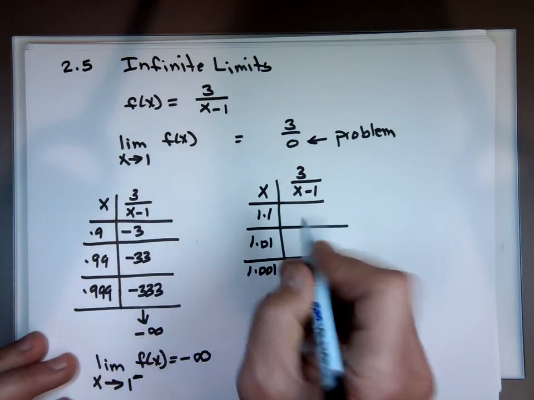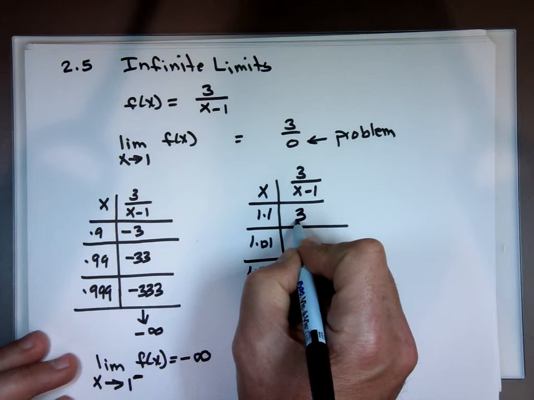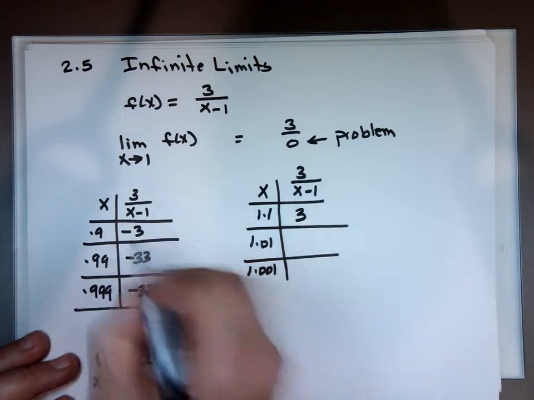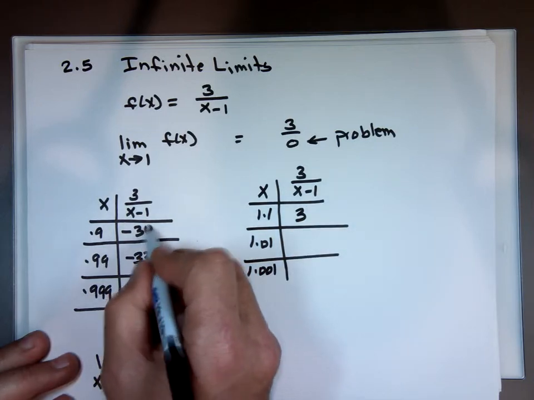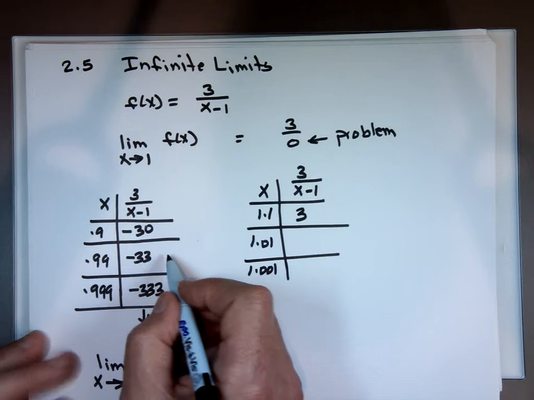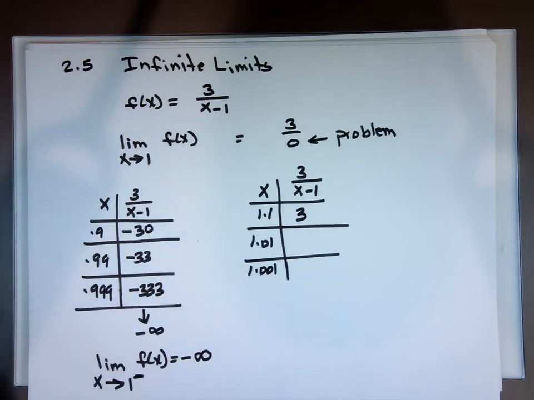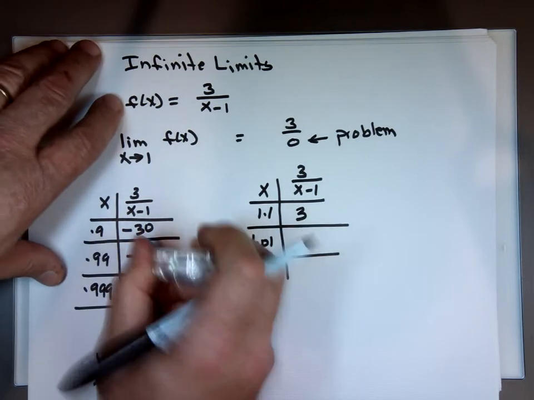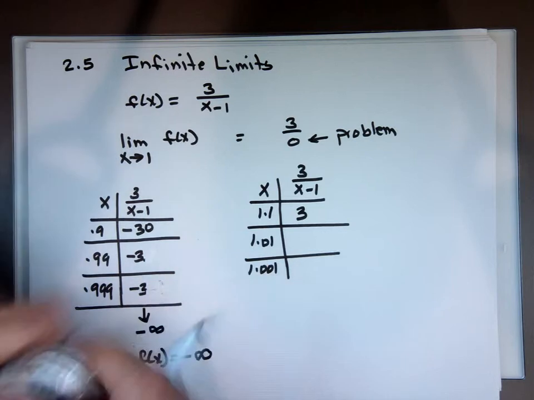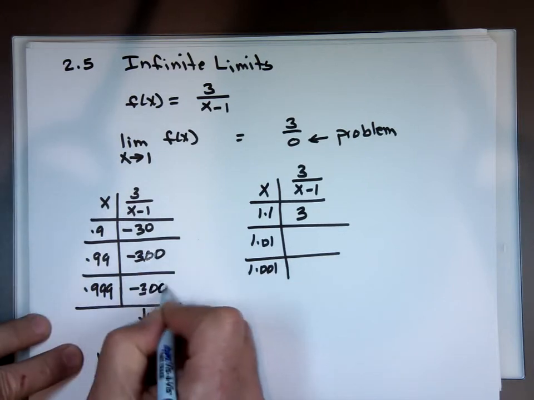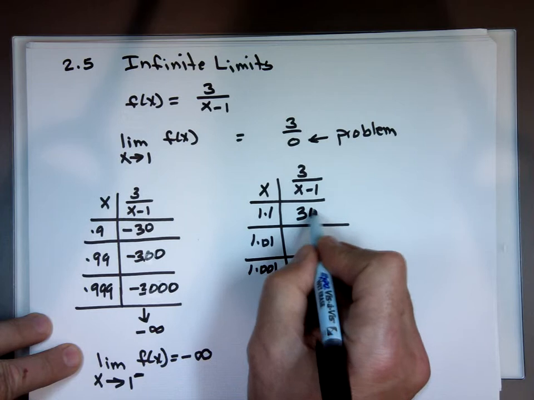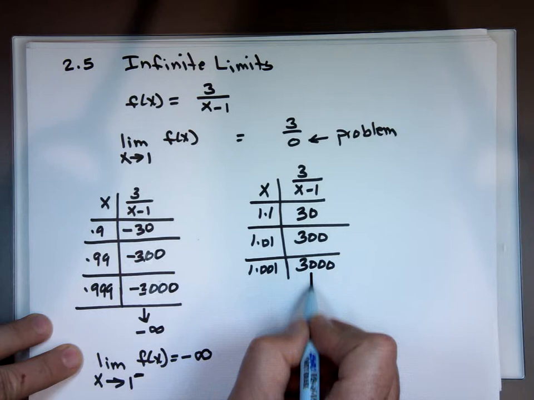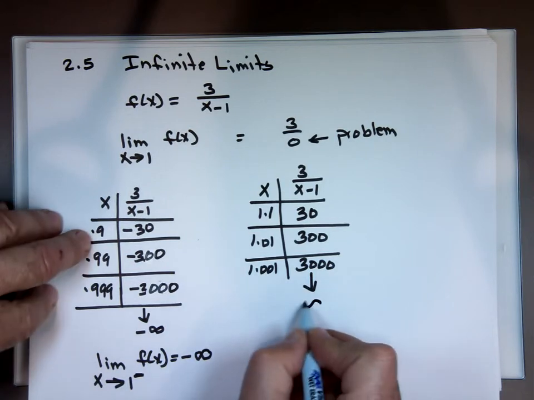From the right side, this will be what? Is that a 30, the first one? I think that was a 30 here. Maybe I was wrong. Let's see what that number is here. That's 300, I think. And 3,000, yeah. This will be 30. This will be 300. This will be 3,000. And where is this going? Positive infinity.